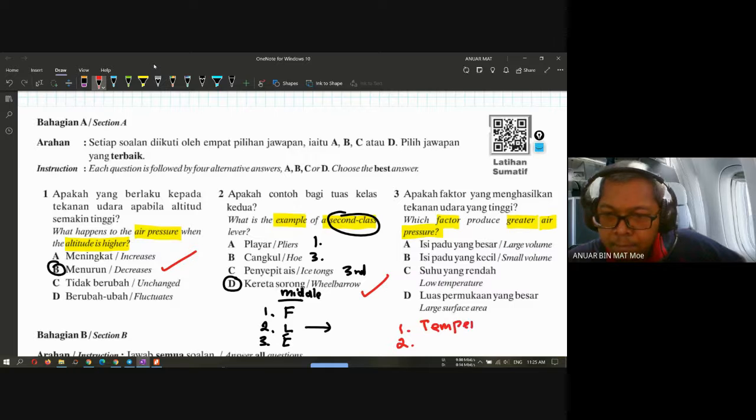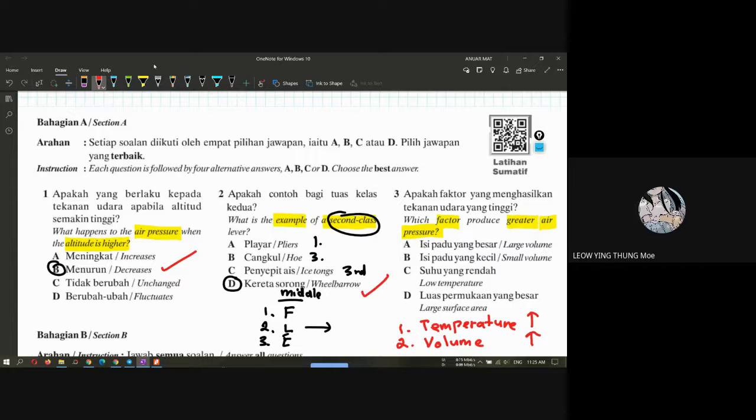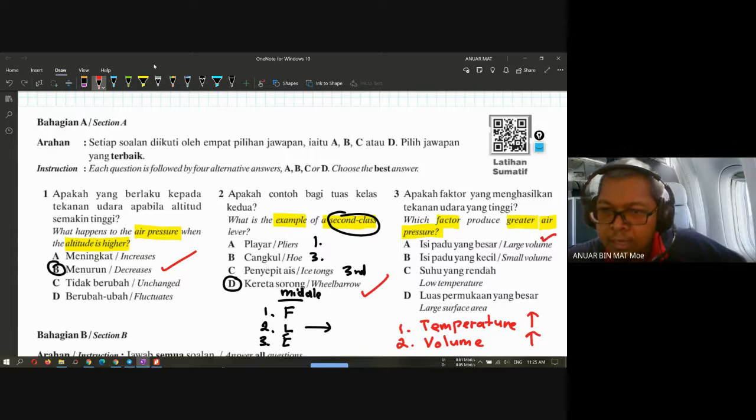T-E-M. Right. Temperature. Meaning, the higher the temperature, the higher the pressure. Number 2 is volume. Meaning that the higher the volume, the higher the air pressure. So what is the answer? Large volume? Yes. Small volume? No. Low temperature? Not right. Like I said just now, higher temperature, higher air pressure. Higher volume, higher air pressure.